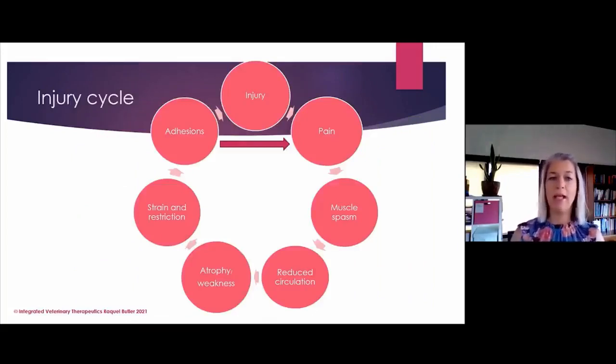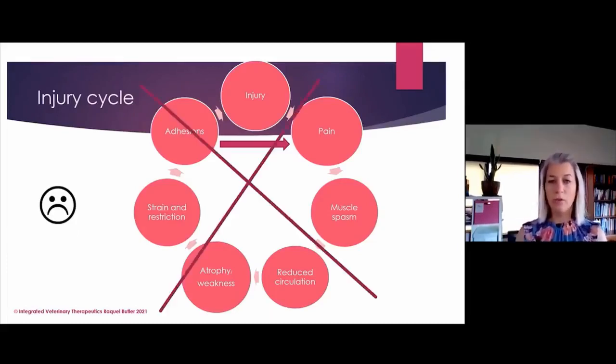So what we don't want is a continuum of the injury cycle where we have pain and spasm, reduced circulation, atrophy and weakness of the muscles. We get strain and restrictions in the body, adhesions that cause further restrictions, and then we have a cycle again of injury, maybe in the same area or other areas, and pain. So we really want to try to reduce this and lead into the recovery cycle.